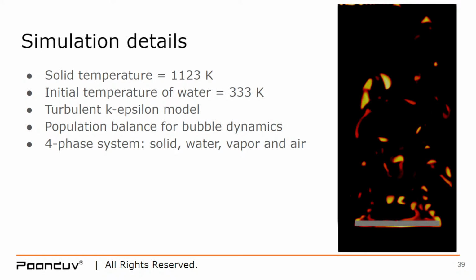The solid temperature of a thin plate, the gray plate on the bottom of this image, is heated to 123 Kelvin. Initial temperature of water, which is in black color, is 333 Kelvin. So you can see that the water is going to heat up, and then bubbles will rise. Bubbles will rise from this thin plate. Again, thin plate. Turbulence is used.